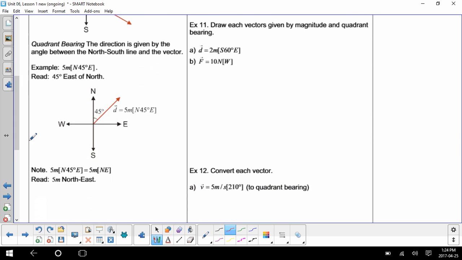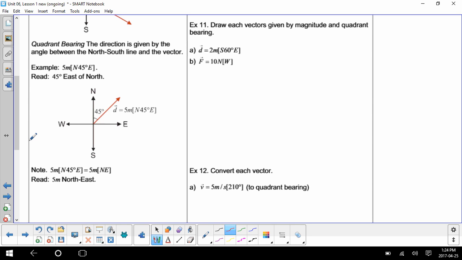The second type of notation we're going to use is called quadrant bearing, and when we give directions in this form, we measure them from the north or south line. So we say, which is it closer to? Is it closer to the north line or the south line? And then we say how many degrees it is, and is it towards east or towards west?